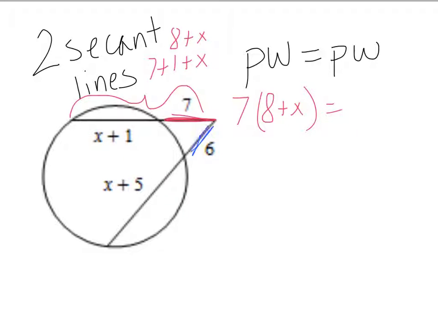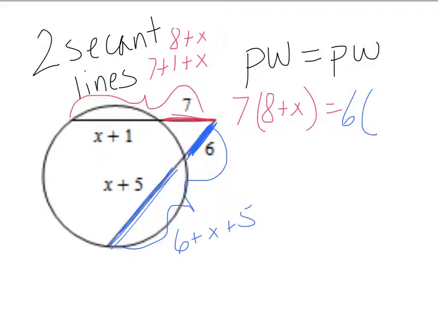Now here's another whole or part, which is 6. And then the whole thing is going to equal 6 plus x plus 5. 6 plus x is 6 plus 5 is 11. Plus x. So we get 11 plus x for the whole thing on that one.